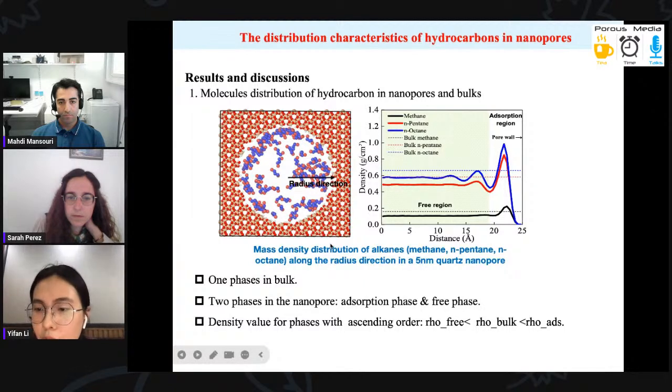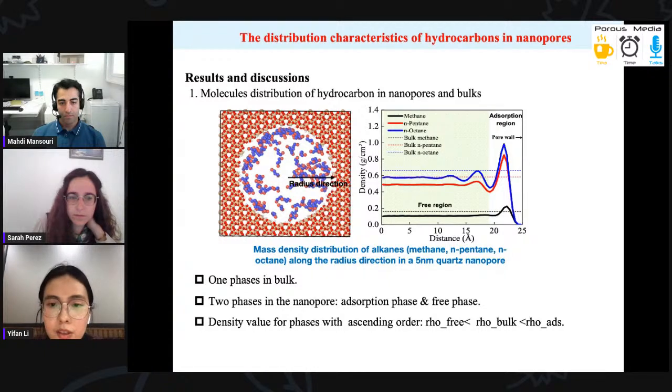As we can see from this curve, the molecules within the nanopore are attracted by the pore wall. As we introduce the pore wall, the whole density distribution becomes heterogeneous. Those molecules aggregate near the pore wall and form density peaks, and those molecules in the center remain quite constant, and the density of that phase is less than the bulk phase.